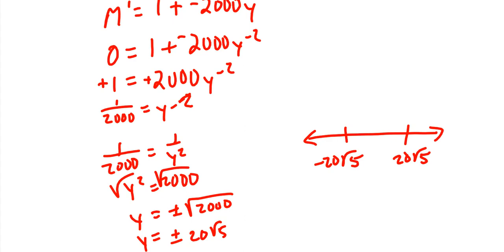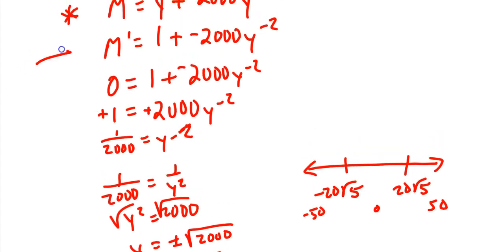Okay, so I'm going to plug in a value to the right, in between, and to the left here. I'd like you to go ahead and pause and check a value. The values I was going to check were negative 50, 0, and positive 50. So go ahead and plug those into your derivative, which would be right here, and determine whether or not it's positive or negative.